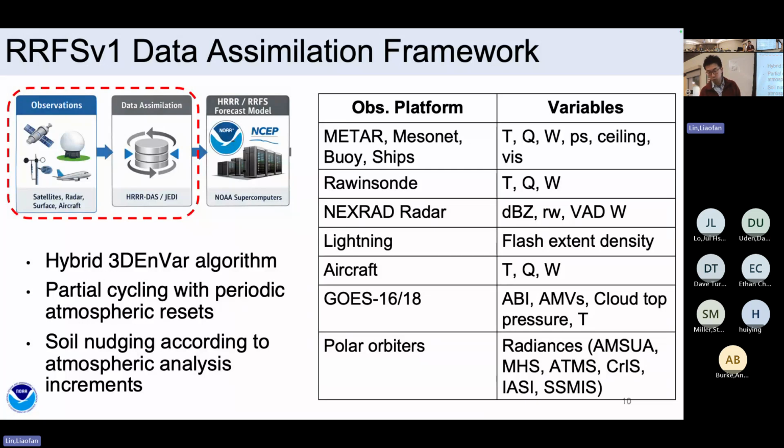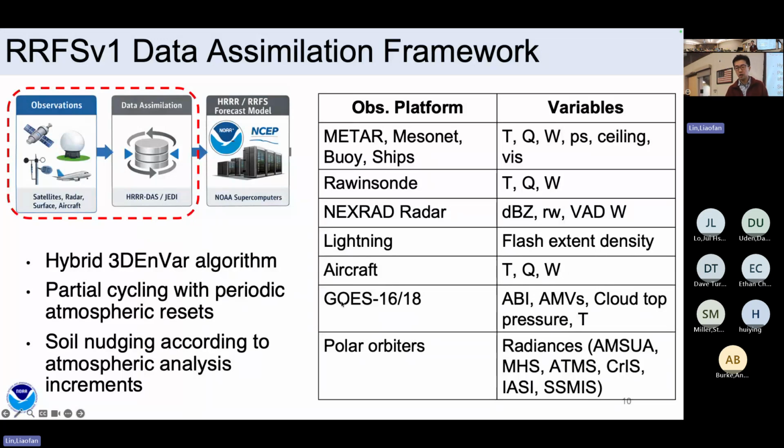And on the right, I am using a table to provide a summary of the observation platforms as well as the data that we assimilate in these systems. For the regional systems, I can say approximately we use more than 1 million data points per hour. You can see in this table, we assimilate conventional observations, like surface observations, and we also assimilate soundings. We have satellite lightning observations and aircraft observations.